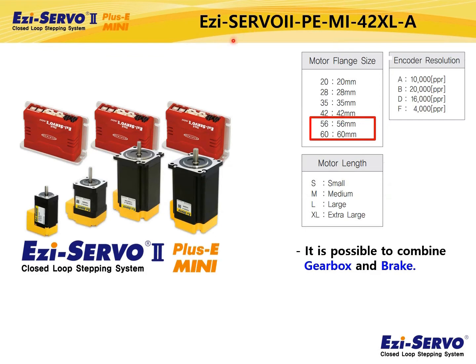I will explain the combination model name of the motor and drive. In Easy Servo 2 PE, PE means Embedded Controller with Ethernet Network, and MI means mini, which means a mini size drive product, and motor size, length, and encoder resolution. Gearbox and brake specifications are also available. Please refer to the catalog for details.